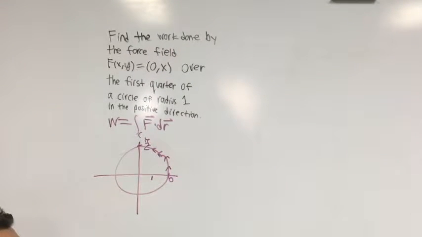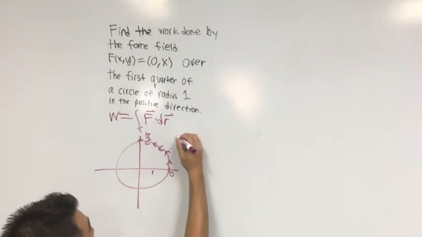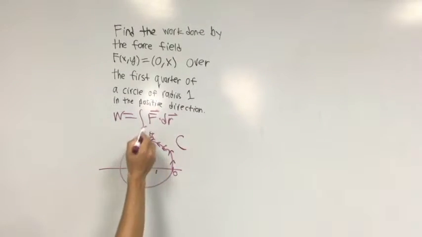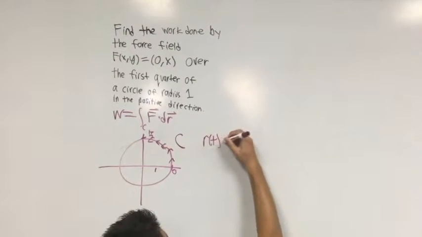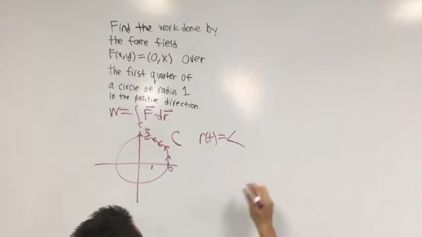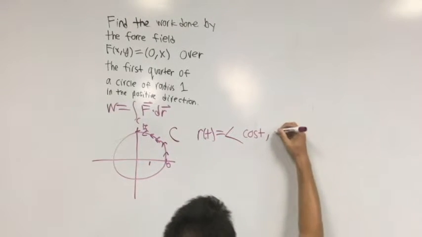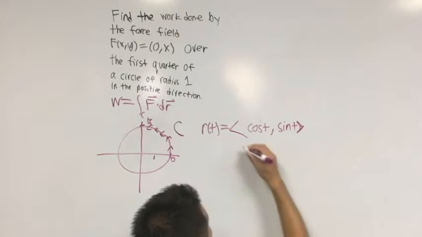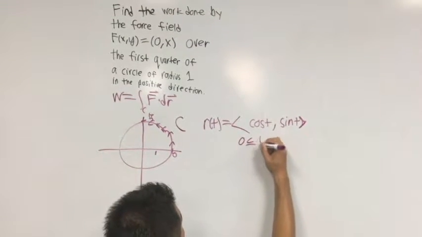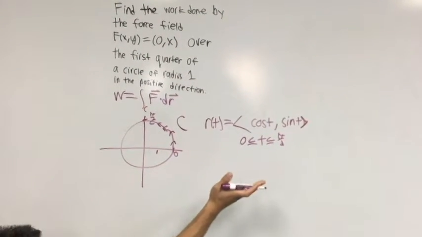Now what we want to do is represent this with a parametric function r of t. By the way, this circle is C. So we're going to write r of t equals, the parameterization of a circle is cosine of t, sine of t. And this is from 0 to pi over 2. So this is our parametric function.